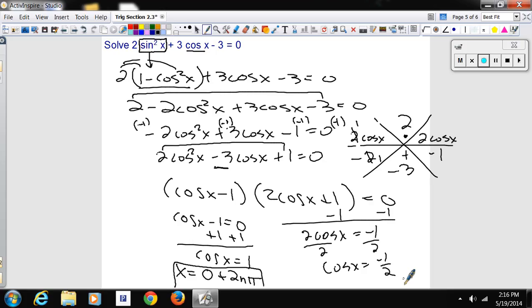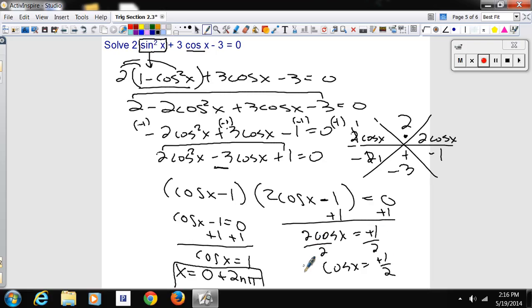Cosine is negative 1/2 at... did I do that right? I knew I did something wrong. This minus right here is supposed to be in there. I knew there was something wrong. All right. Okay, so there's your plus. So this is going to be positive 1/2.